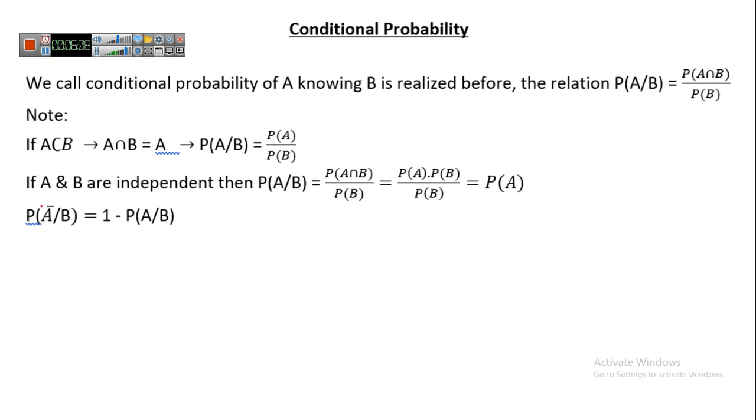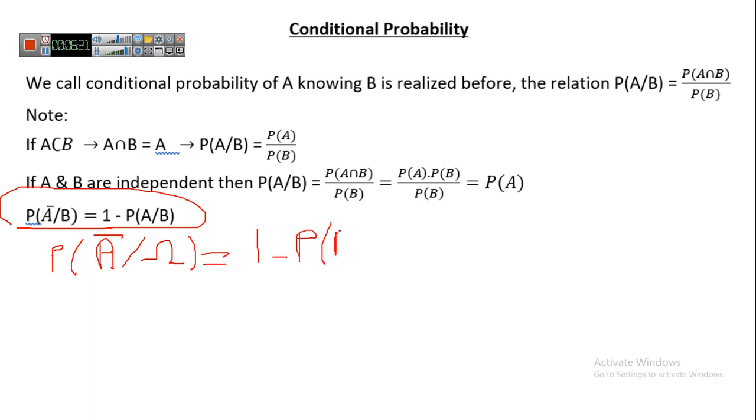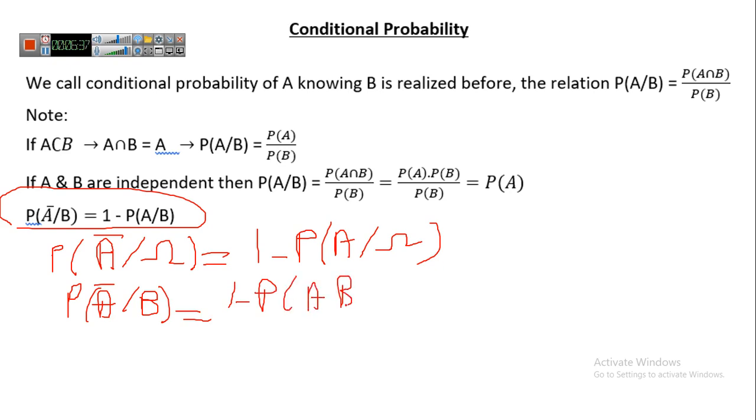So for the complement, we know that P of A bar, when the universe is omega, everything, when we don't have a condition, is 1 minus P of A. No need to put the universe, because it's very well known. However, if I have a condition, P of A bar knowing B is 1 minus P of A knowing B. So I change only this set A, and certainly I don't change that of the subuniverse.